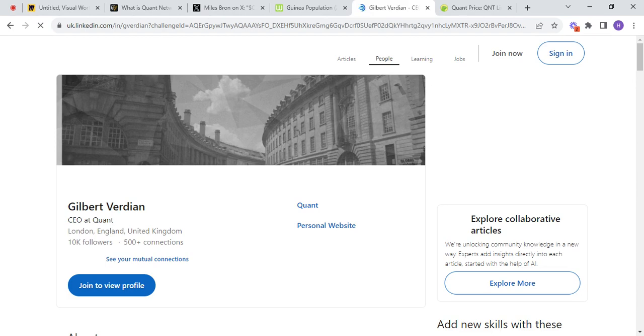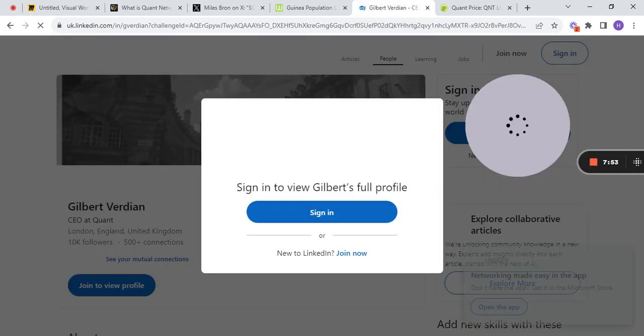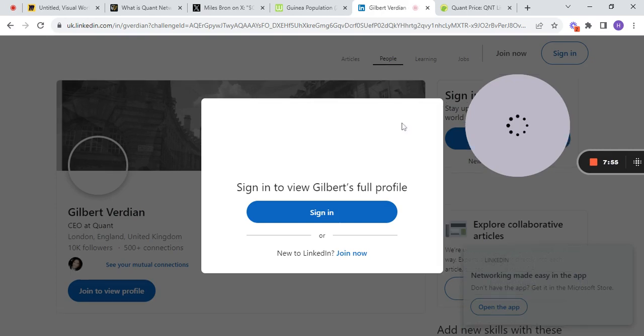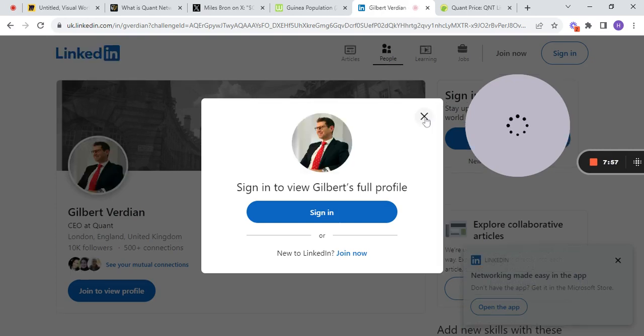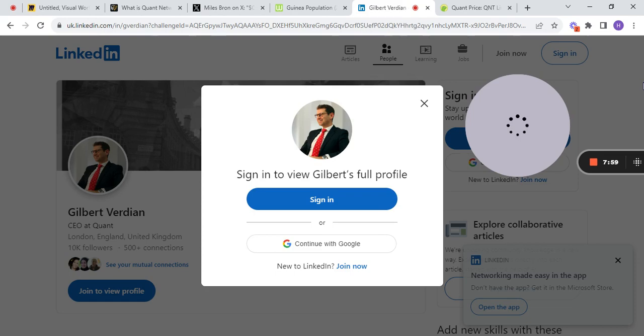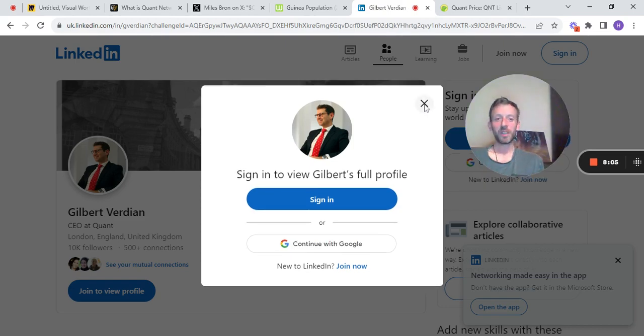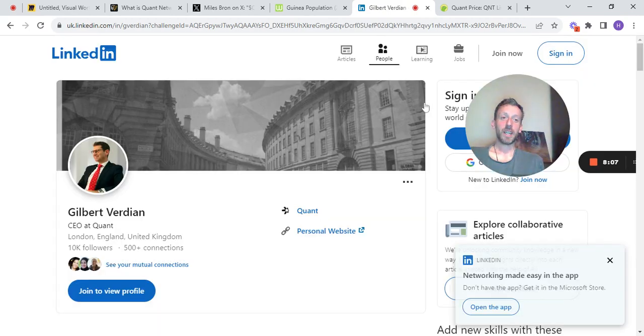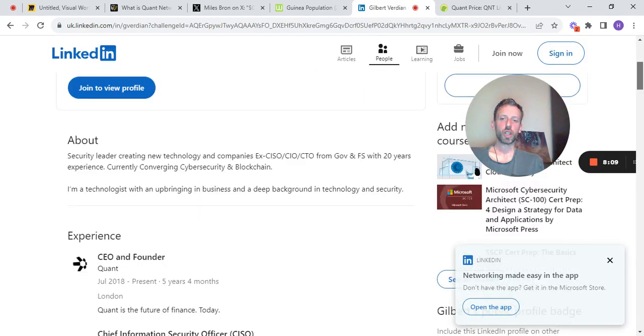Just touching on the founder now, the guy who's behind Quant, Gilbert Verdian, he's very, very well connected. And I think this sometimes gets overlooked when we're talking about projects, because this guy is a big deal. Do I agree with what he's trying to do? No, I don't. But he is a big deal, and he's linked with a lot of things, and we'll show you now what that is.